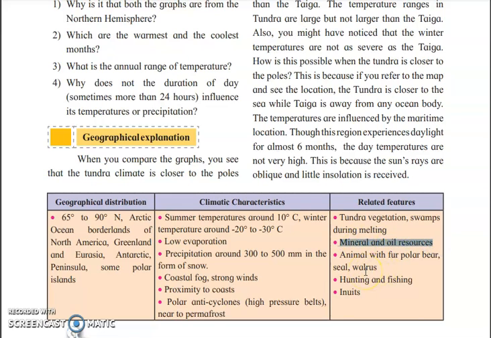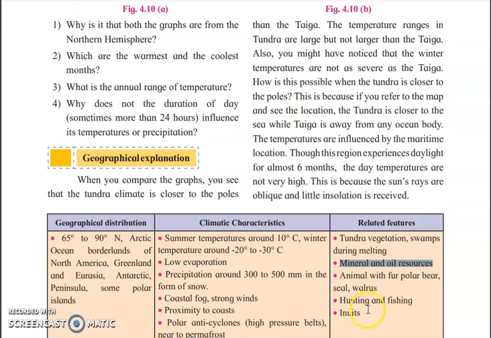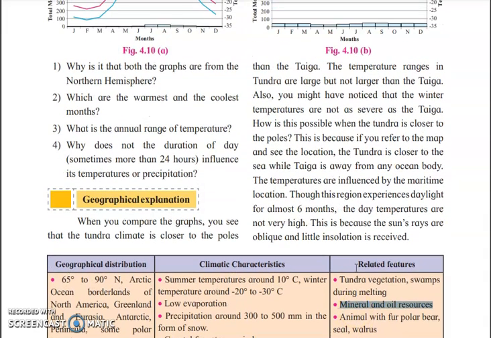As the temperature is very cold, you can see the animals have very heavy fur on their body so that they can survive well in such a cold climate. The polar bear, seal, and walrus are the animals which can be seen in the tundra region. As agriculture is not done here, the people are engaged in hunting as well as fishing. So this is all about the tundra region.